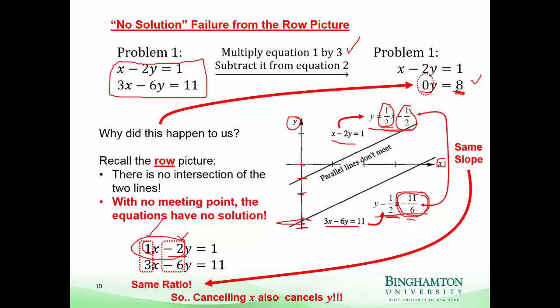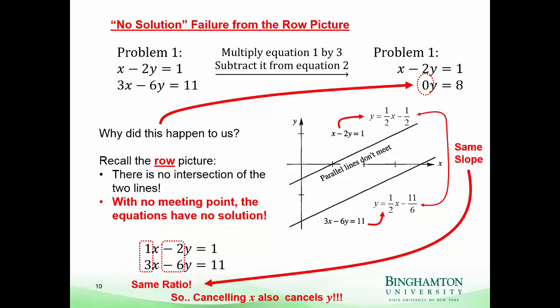So we would have 1 divided by 2, and over here we would have 3 divided by 6. Both of those give us that 1/2 slope. And so that's why the same slope gives us the same ratio on the coefficients within each equation. And so look at what that does, right?